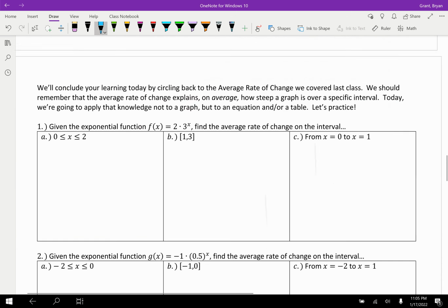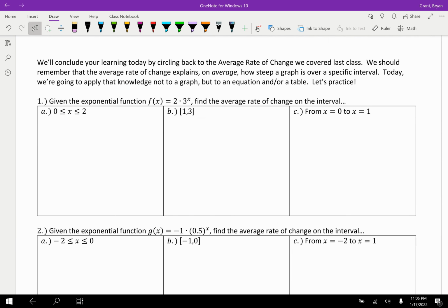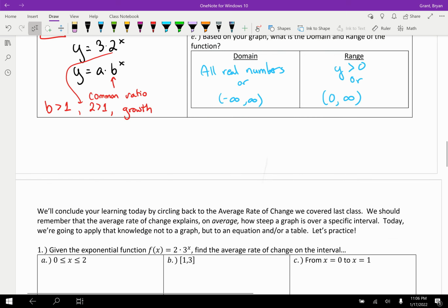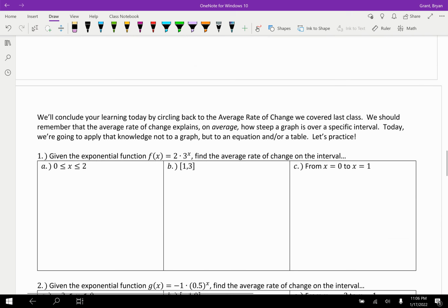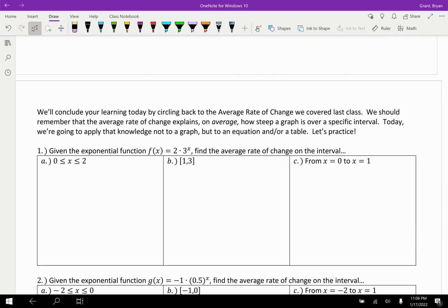Alright, moving on. We're going to conclude our learning today by circling back to the average rate of change that we covered last class. The average rate of change explains, on average, how steep a graph is over a specific interval. Now, we discussed very briefly the formula last class, except we didn't actually use the formula. Last class we had a graph, and on the graph it was very easy just to count how far up and how far over. Today, though, we're going to go back to our slope formula, which is extremely useful if we don't have a graph just to count with.